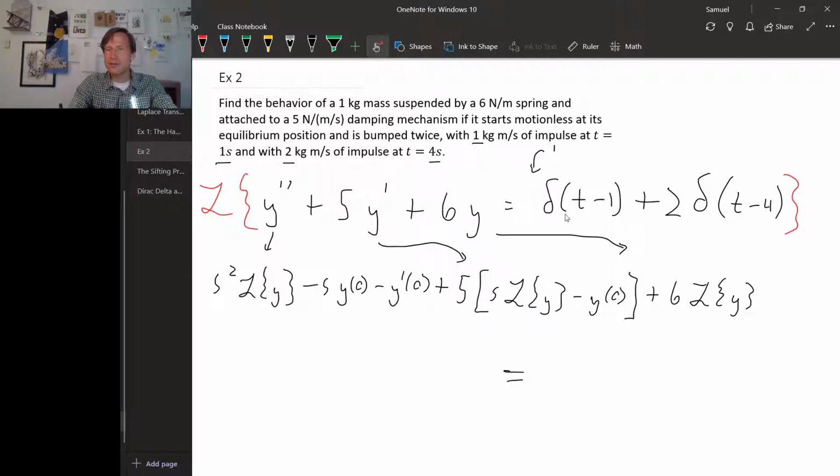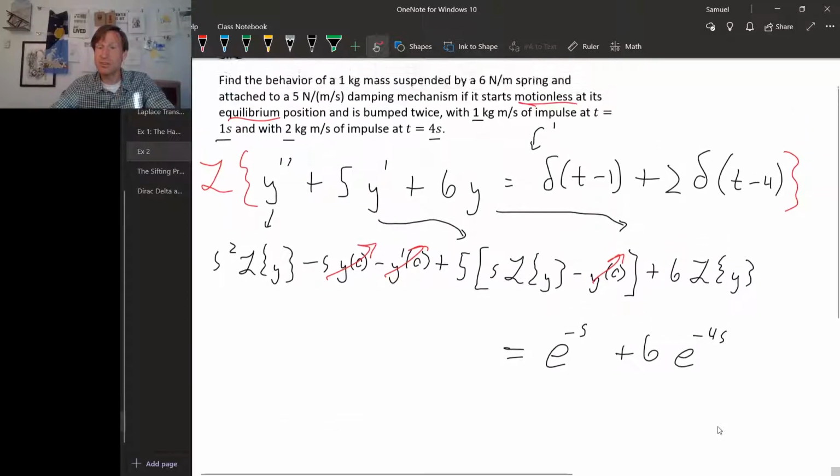Okay, and now Laplace transform of 6y, so that's plus 6 Laplace transform of y equals, then on the right-hand side, Laplace transform of these Dirac deltas. So Laplace transform of the first one is e to the minus s, plus 6 times Laplace transform of delta of t minus 4, that's e to the minus 4s. Of course, all the initial condition terms are 0 because this thing is starting motionless from its equilibrium position, so 0, 0, 0.